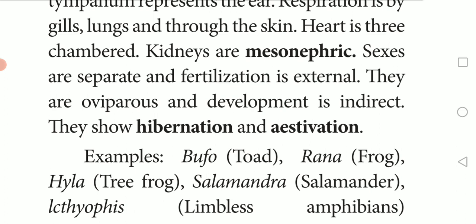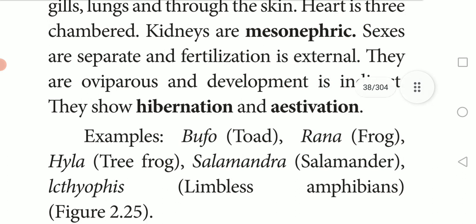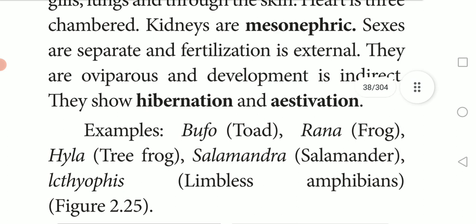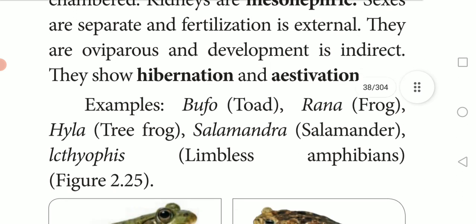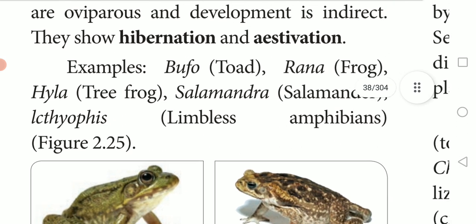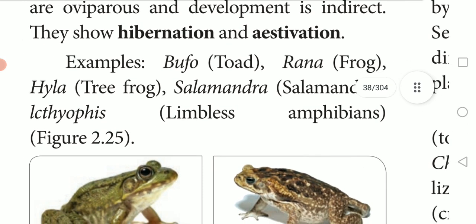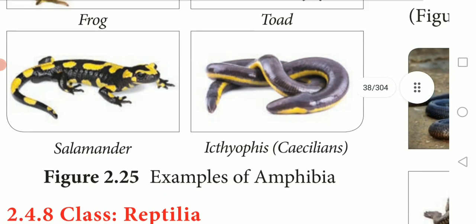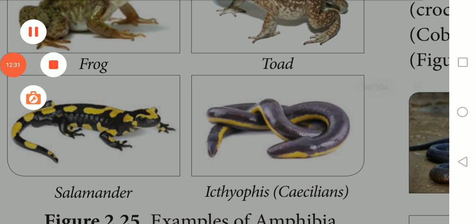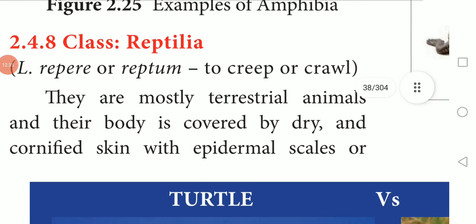What is hibernation? What is aestivation? Hibernation means during the winter season, they go to sleep for the full duration of the winter months. That is hibernation. You can underline winter sleep and write it in the textbook. Aestivation means summer sleep. During the summer season, they go and sleep through the whole summer. That is aestivation. Hibernation means winter sleep.